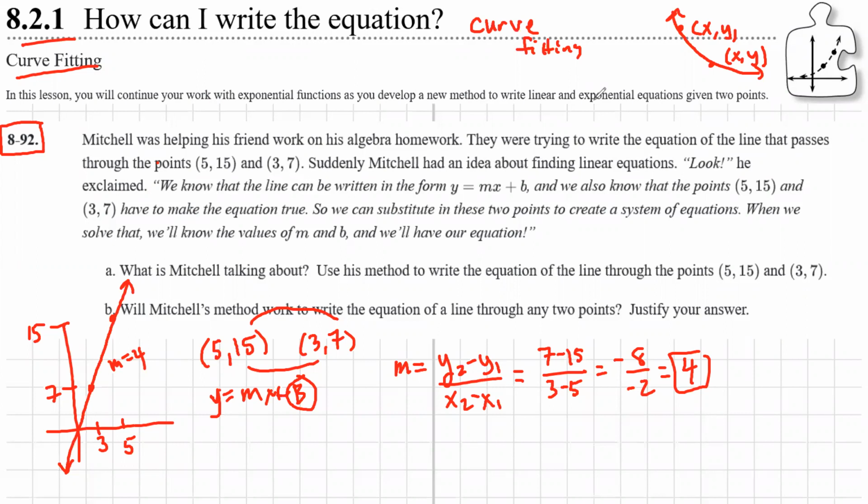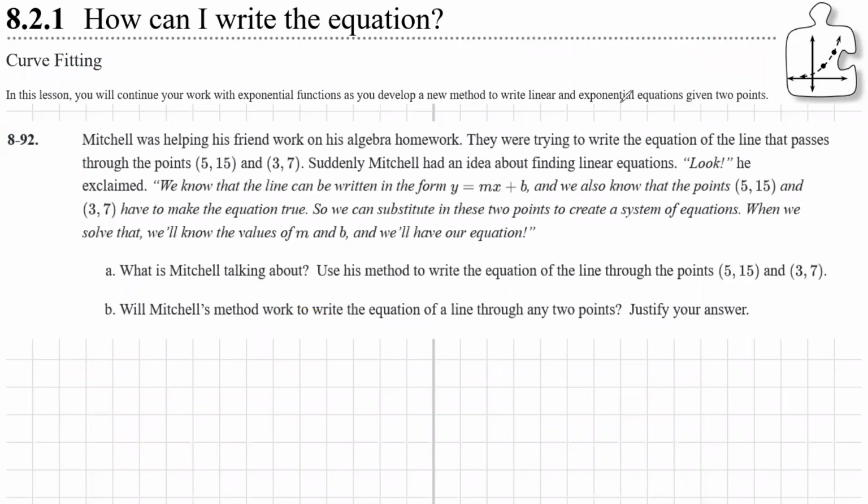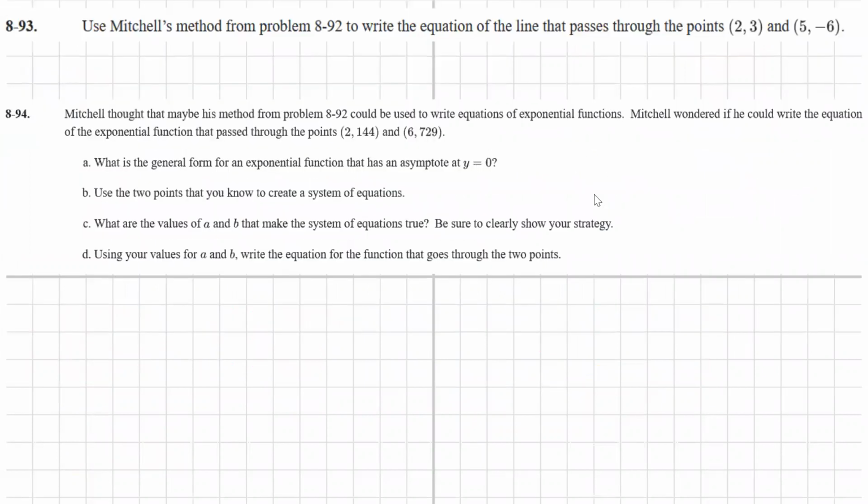Let's go to the next screen. Here we go. Use Mitchell's method from problem 92 to write the equation of the line that passes through the points (2, 3) and (5, negative 6). Mitchell thought that maybe this method could be used to write equations of exponential functions. Mitchell wondered if he could write the equation of the exponential function that passes through the 2 points (2, 144) and (6, 729). What is the general form of an exponential function that has an asymptote?